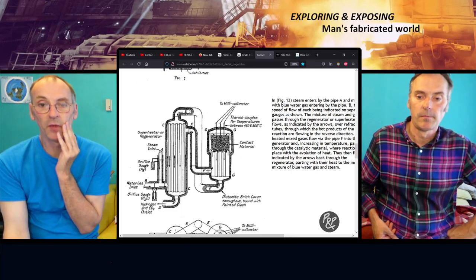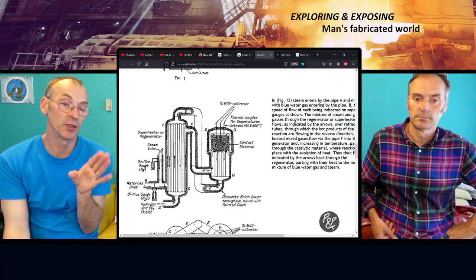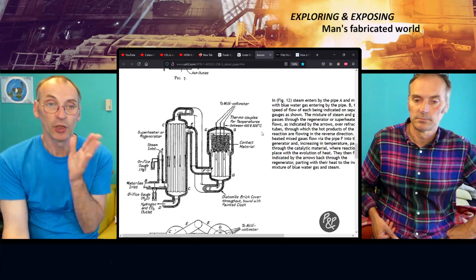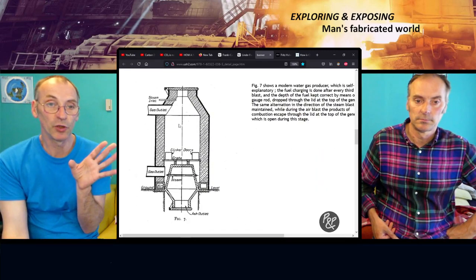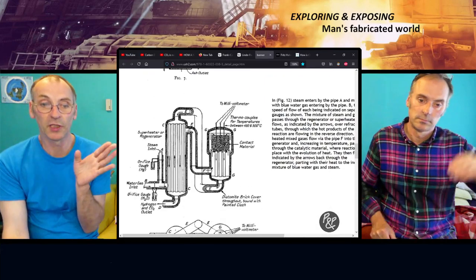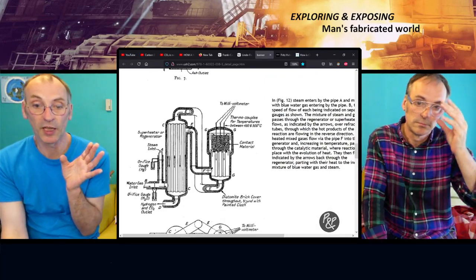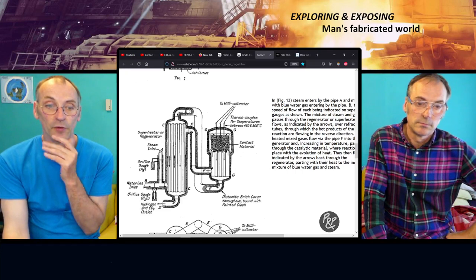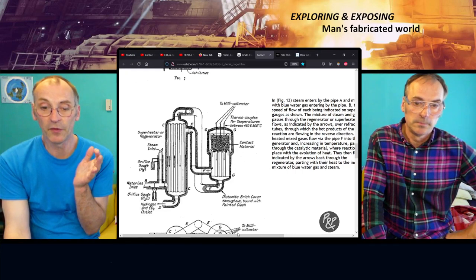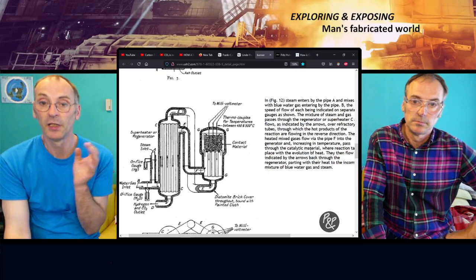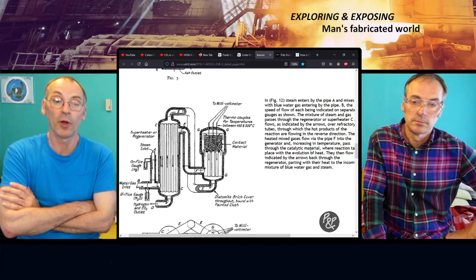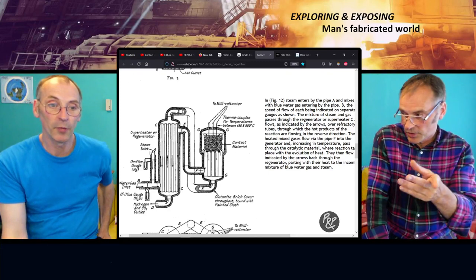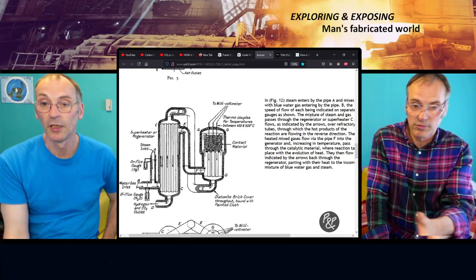But so we've got, in Figure 12, the next stage of the process. You've got your water gas that's produced in this construction here, and then the water gas goes into this section here. In Figure 12, steam enters by the pipe A. So I don't think you should be going into this too great a detail.